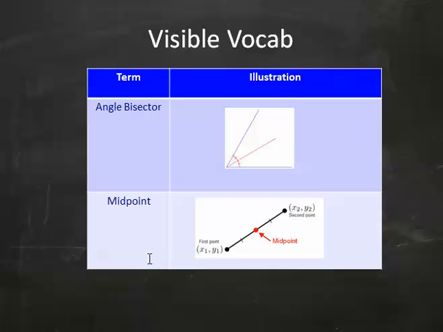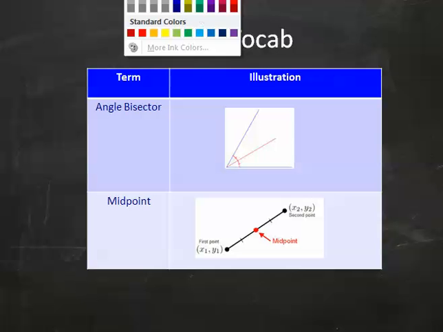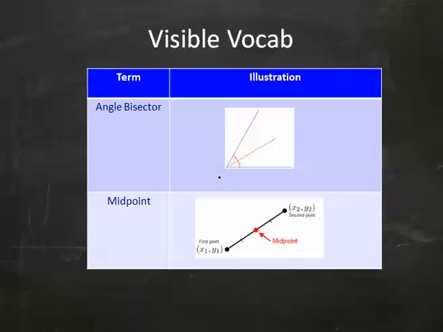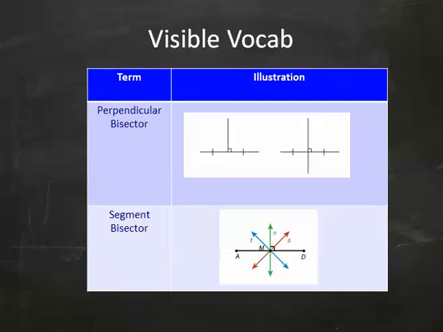So here's some visual vocab for you. Okay, the term angle bisector. If you see the illustration right here, this has cut that angle into two congruent parts. We have tick marks showing that those are equal. Then we have a midpoint. A midpoint cuts a segment into two equal parts because it's right there in the middle. That's why we call it a midpoint.